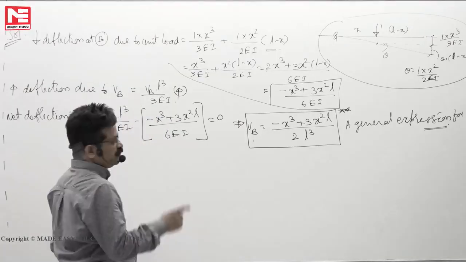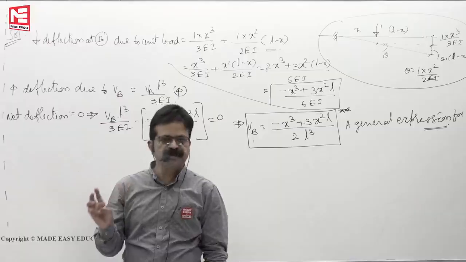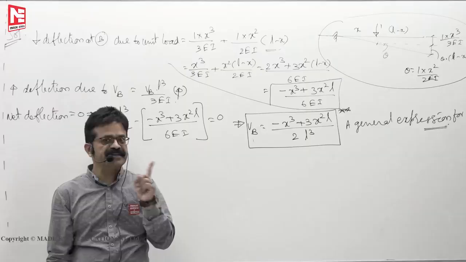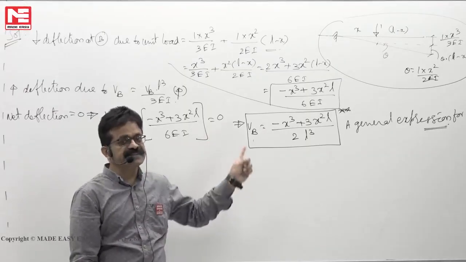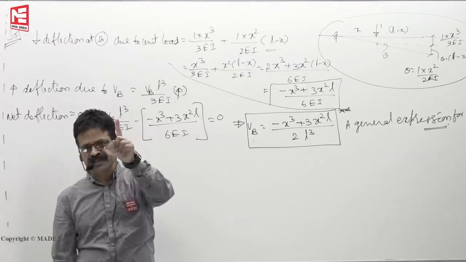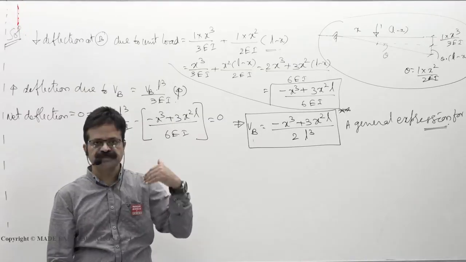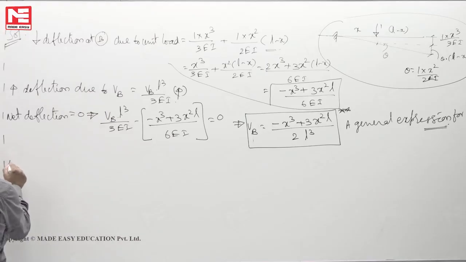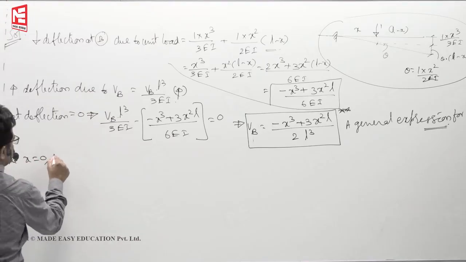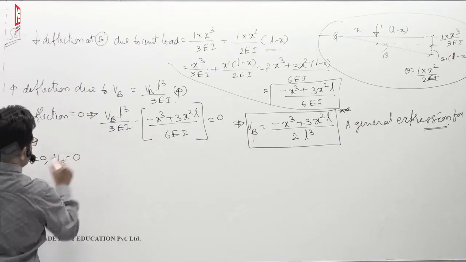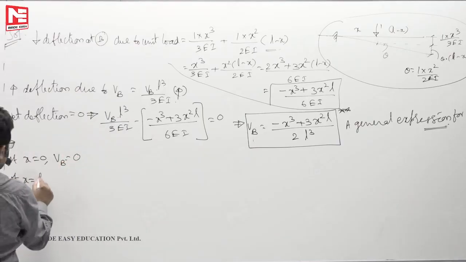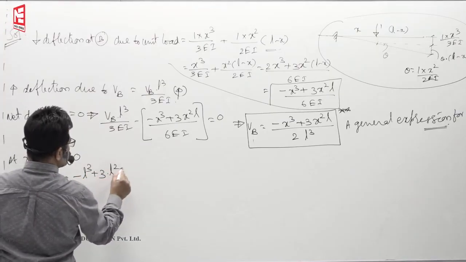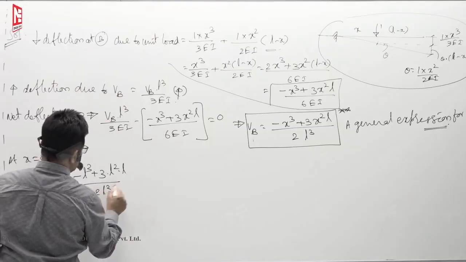So that means for indeterminate structures like propped cantilever, fixed beam, continuous beam, anything, for the beams and frames, ILD for reaction is a third degree curve. When a unit load is moving, the deflection has a third degree curve. Now at x is equal to 0, VB is 0. At x is equal to L, VB is minus L cube plus 3 L square into L by 2L cube, so you will get 1.